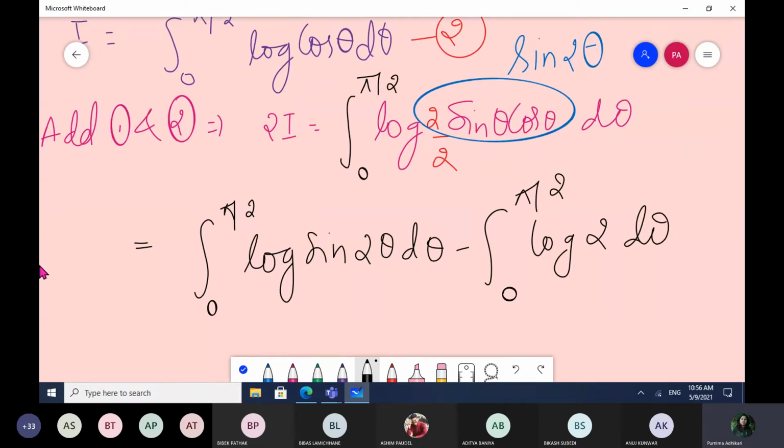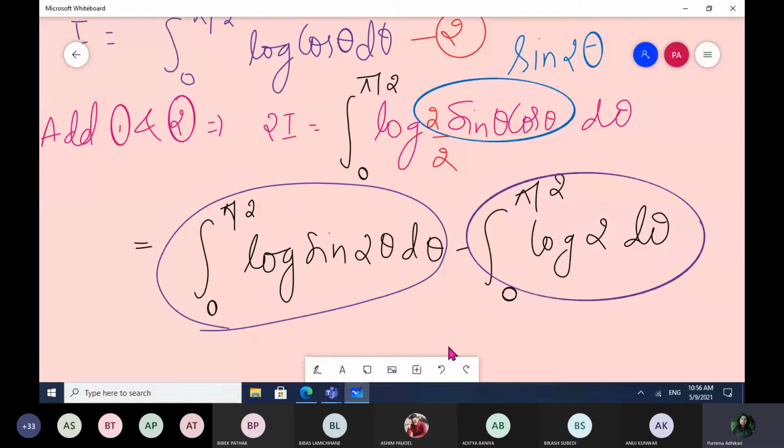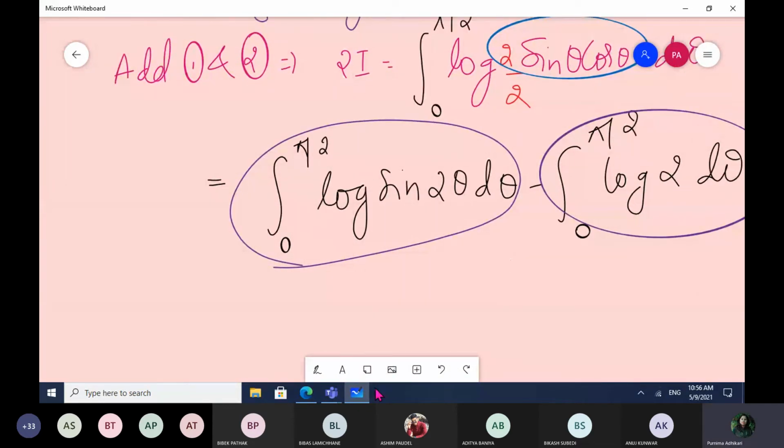Yes. What we said just now is that our aim is to convert this integral. Log 2 is a constant, not a problem. We can directly integrate this. This integral is not going to create a problem because we directly know the result. From this integration you will simply get pi by 2 log 2, isn't it? I hope all of you are getting it.